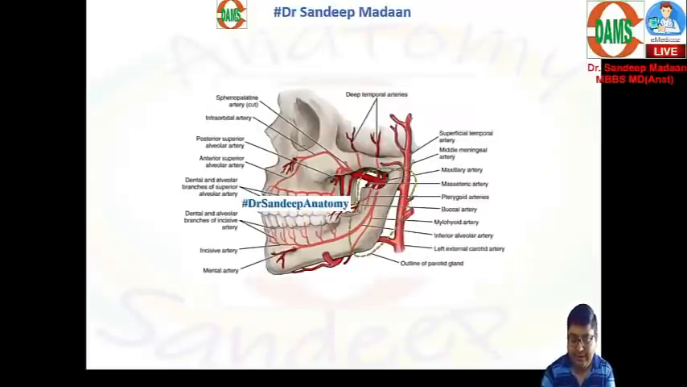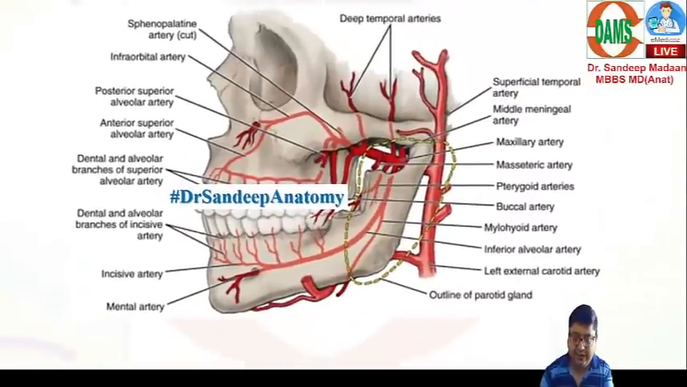Just before coming to the question, let me describe one choice, which was mental artery. Now let me describe what this mental artery is a branch of. We can see here, this is the external carotid artery which is dividing into maxillary artery and the superficial temporal artery. These are the terminal branches. From the maxillary artery various branches are given, and one of the branches is the inferior alveolar artery. This inferior alveolar artery will take care of the lower jaw teeth.